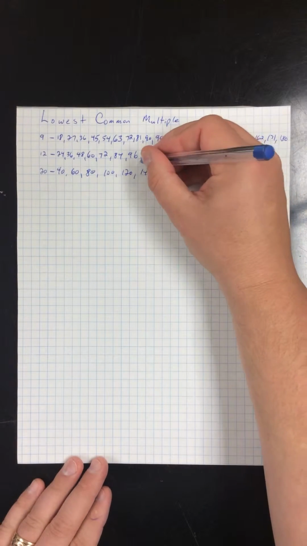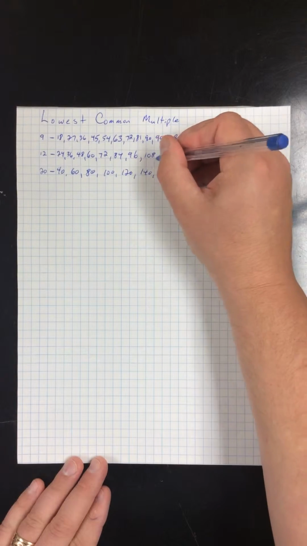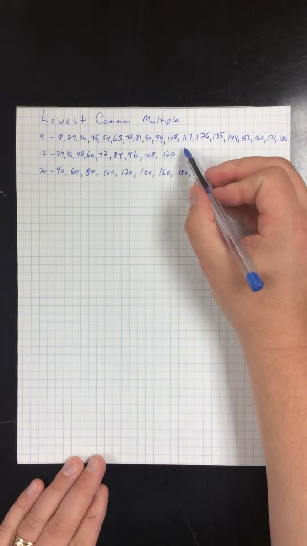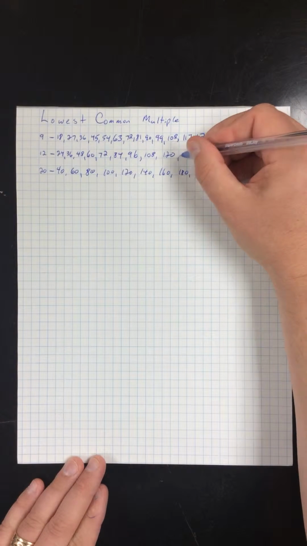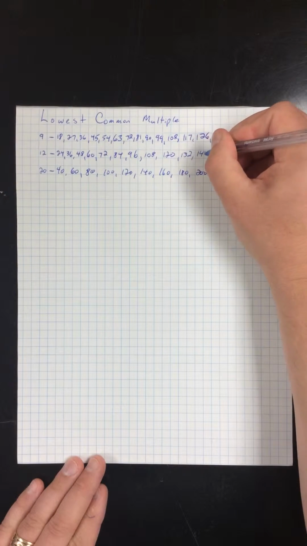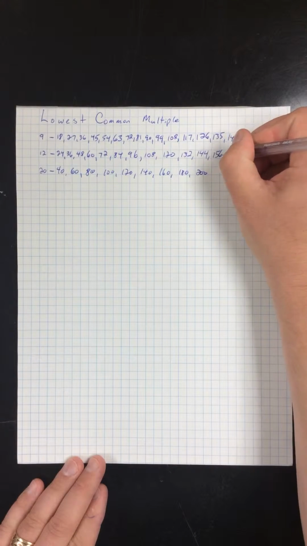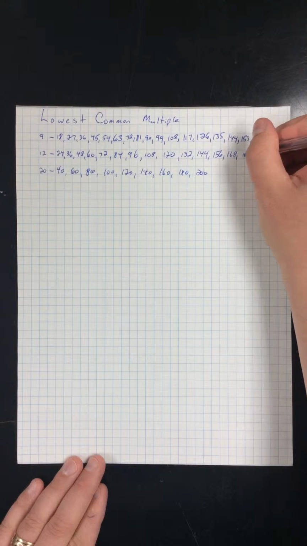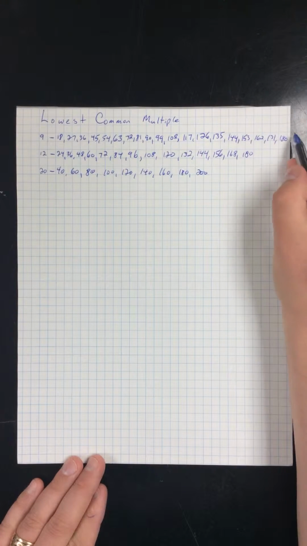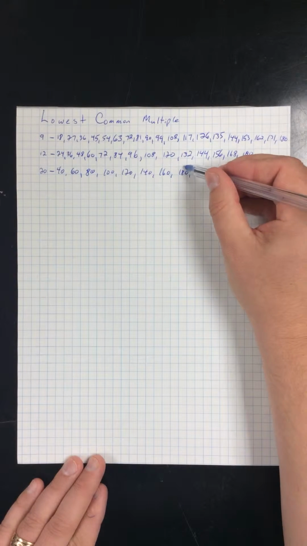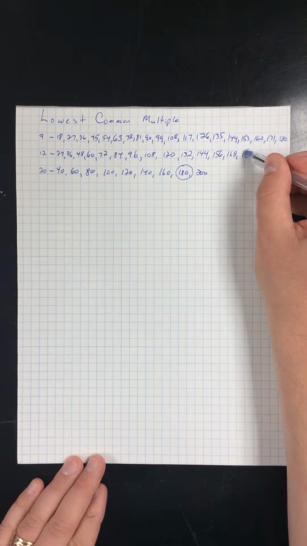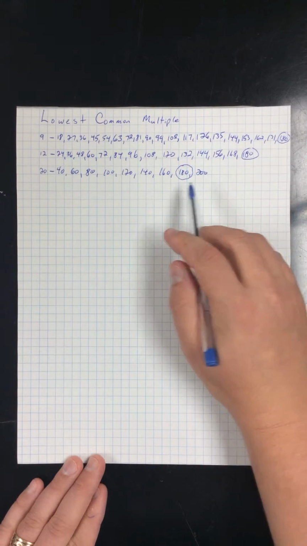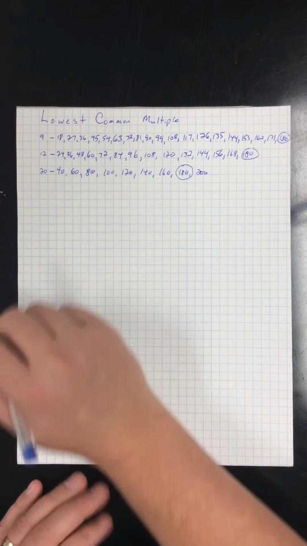I was at 96, so 108, 120, which is common there, but not in that list, so I have to keep going. 132, 144, 156, 168, 180, which I believe is common between those other three lists, so there we go. There's the smallest number that was common. It was a multiple of 9, 12, and 20.